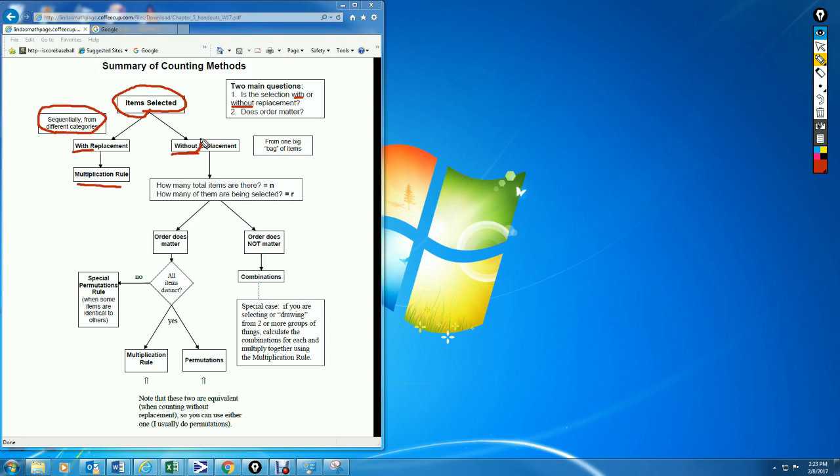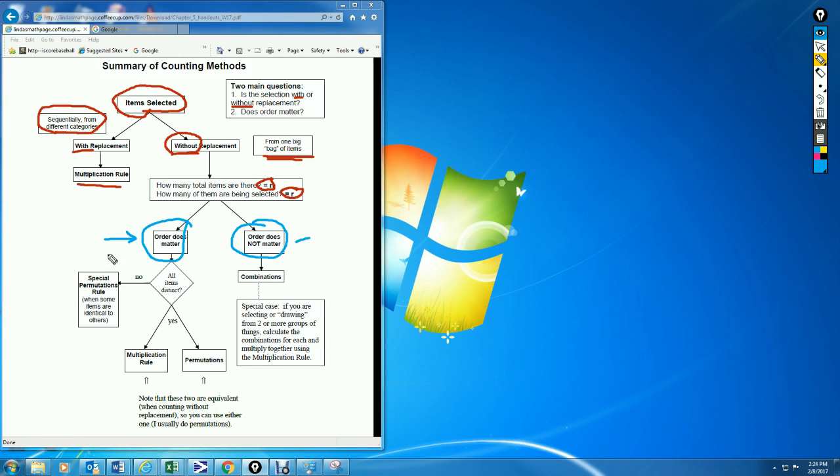If you are choosing without replacement, in other words, you've just got a big bag of stuff and you're picking things out, then the next question is, how many total items and how many of them are you picking? And then, extremely key, is the order important, yes or no? Are you creating a specific order, or are you just creating a group of items?